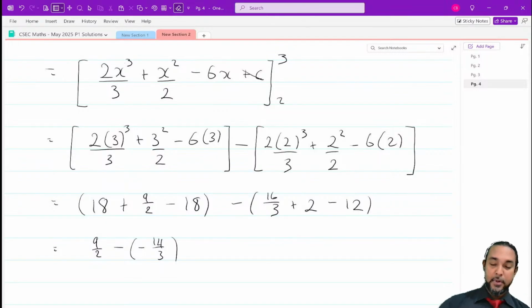Again, let me just double check that. 2 minus 12 is minus 10. That's minus 30 over 3. 16 minus 30 is minus 14. Okay, and you're minus in that. So 9 over 2 plus 14 over 3.